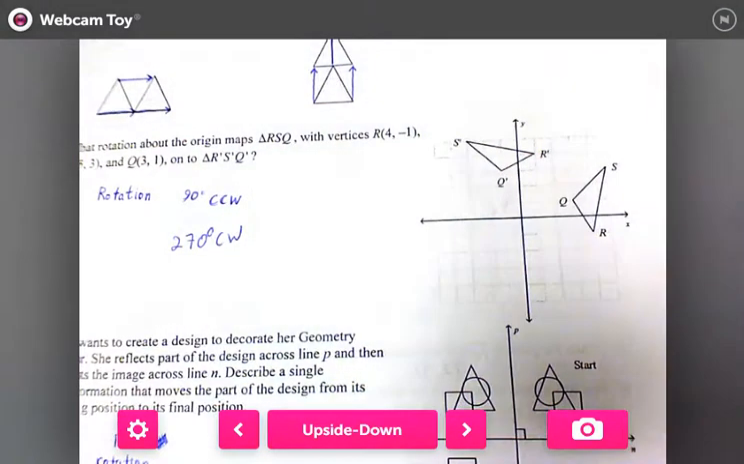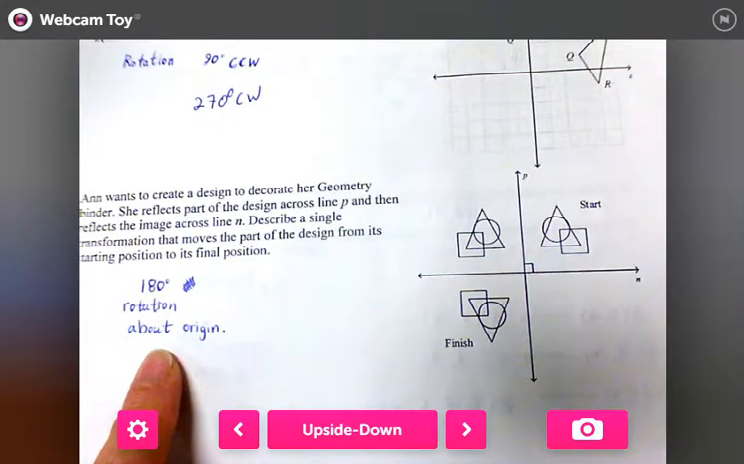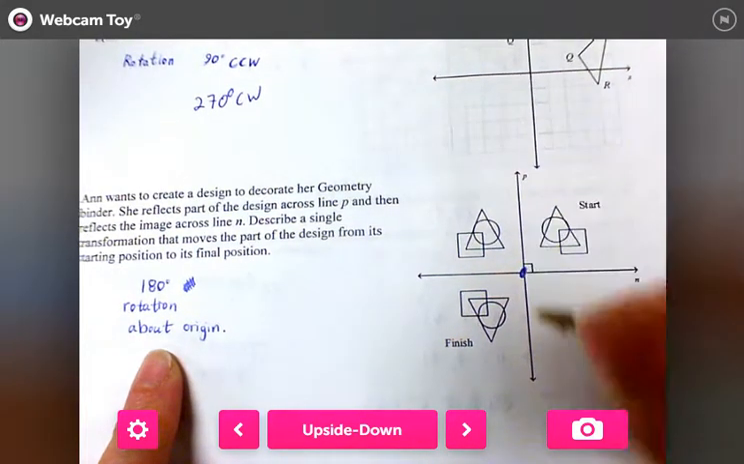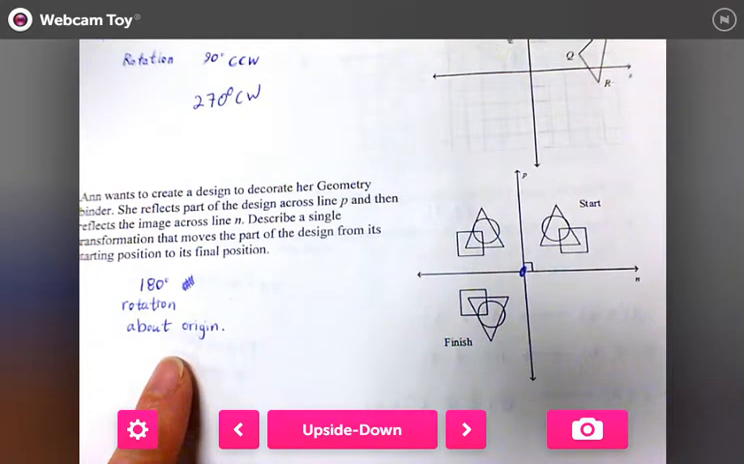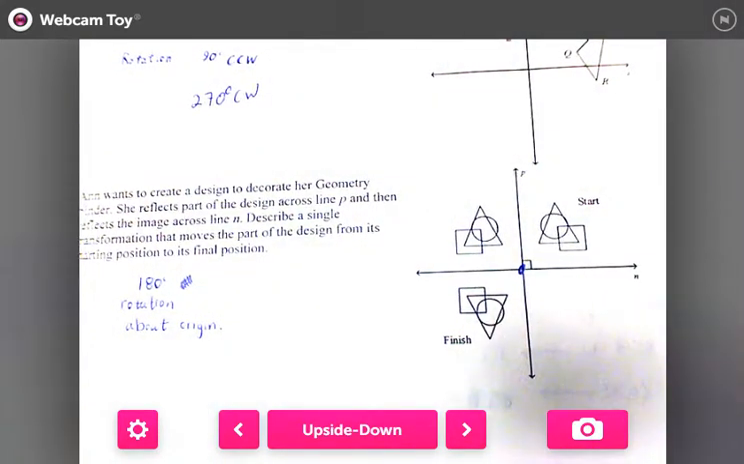Okay? Number 7 is a 180-degree rotation about the origin. Remember, origin means 0, 0. Okay? If we're going from here to here, that's 180 degrees. Questions on the second page?